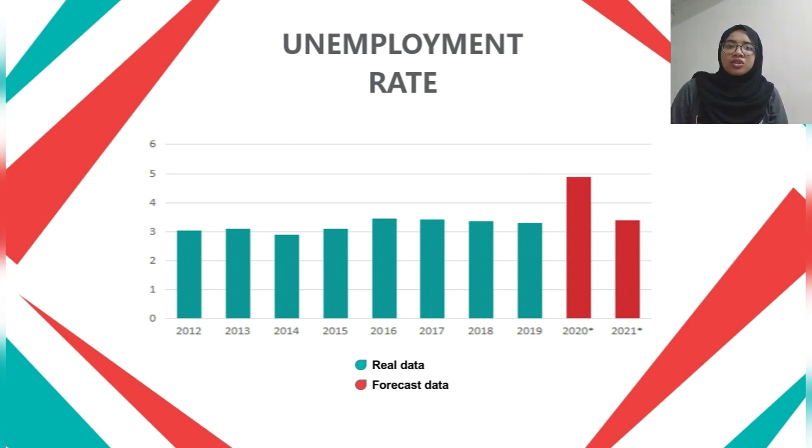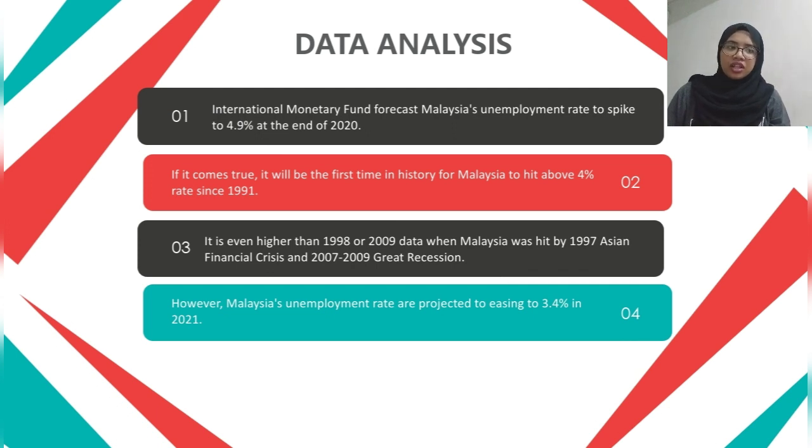So next, we're going to see the bar chart of the unemployment rate. According to the bar chart, from 2012 until 2019, there is an increasing and decreasing number of unemployment rate. The highest unemployment rate is in 2016, and the lowest is in 2014. And we also predict that in 2020, there will be a high increase in the unemployment rate, and there will be a decrease in 2021.